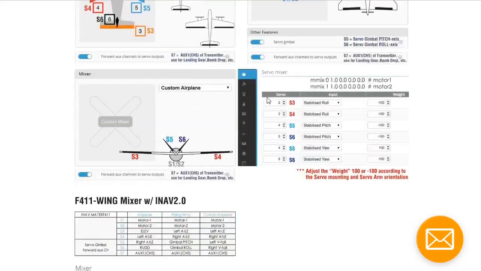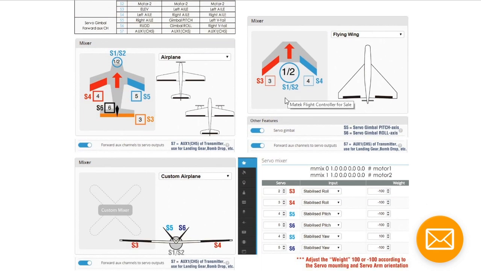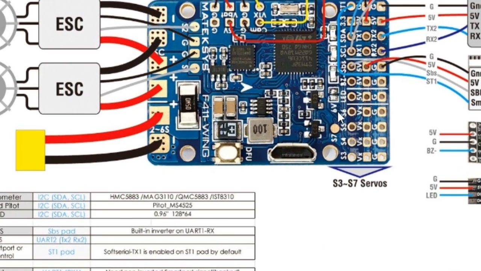You can go ahead and connect the servos up according to what you have picked in the mixer. In this case, we have a wing, so we're going to use S3 and S4. Here's S3 and S4 for the servos, and you have voltage and ground. The voltage is usually 5 volts, but you can solder this jumper to get 6 volts. There's also a connection for an LED strip and a buzzer.